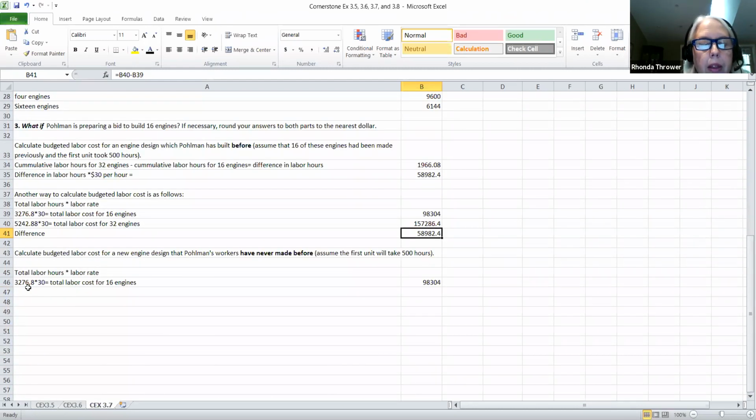We would multiply that by $30 to get the total labor cost for 16 engines, which was $98,304. And the last exercise that I want to do with you is actually on Cengage.